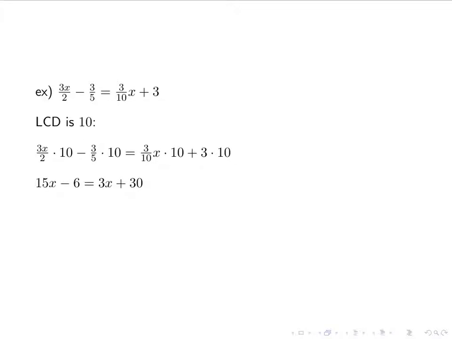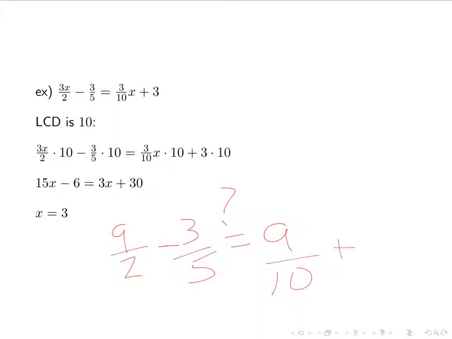Again, put all your x's on one side, your constants on the other, solve for x, and you should get 3. And again, we can check this. So my first term, 3 times 3 over 2, that'll be 9 over 2 minus 3/5. Does that equal 3 over 10 times 3 is 9 over 10 plus 3?